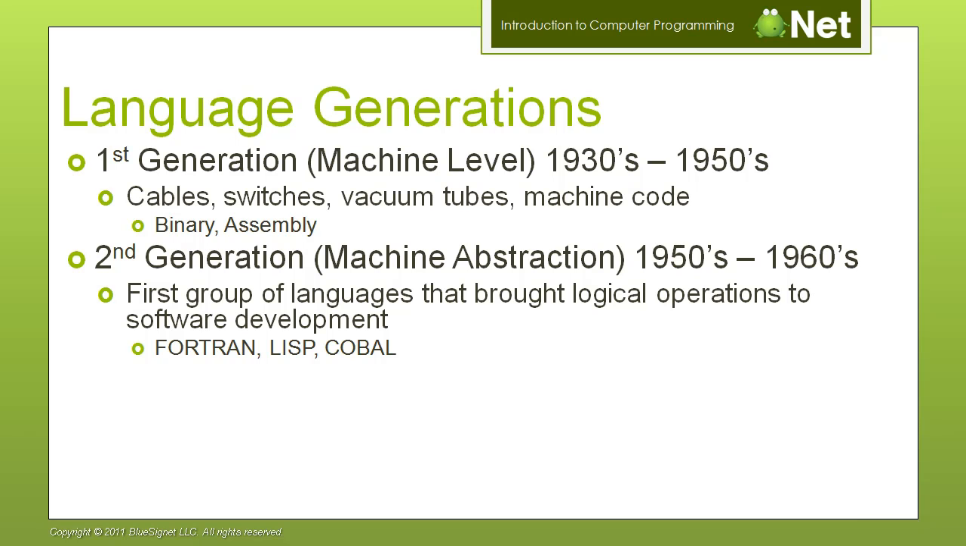In the first generation of languages, this is around the time that digital computers were becoming in full use. From the 1930s to about the 1950s, you were seeing a lot of vendor-specific types of instructions that were either manipulating cables or switches, or machine code such as binary or assembly language in order to get a computer to do something.